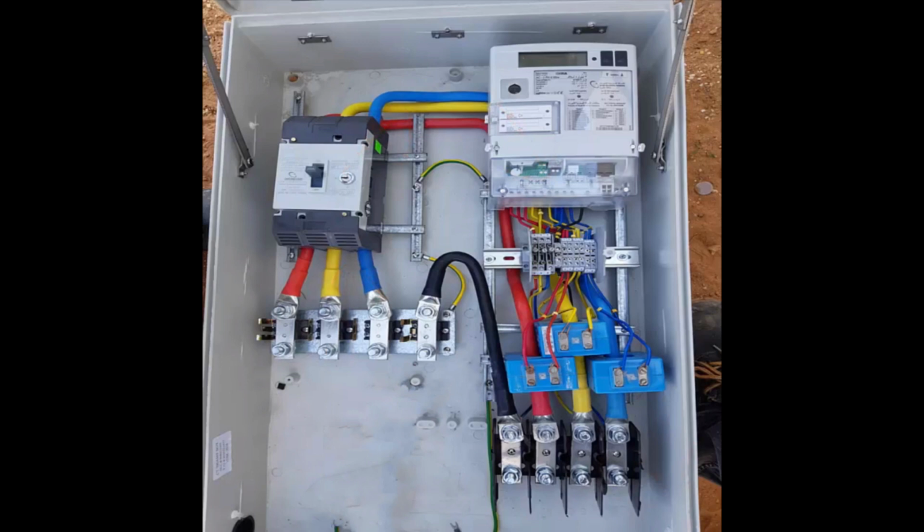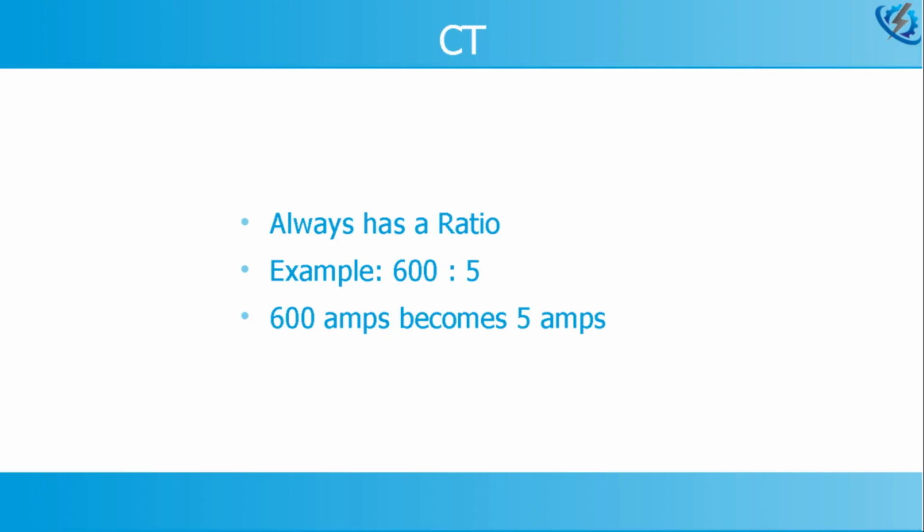CT stands for current transformer. Large amounts of electricity cannot be pushed through a meter as the meter will break. So to get past this limitation, manufacturers use CTs. A CT transforms a big current into a small current, to something that the meter can handle. A CT comes with a ratio. For example, 600 to 5. This means that it transforms 600 amp into 5 amp. The meter then reads 5 amp and uses the ratio to get to 600 amp.